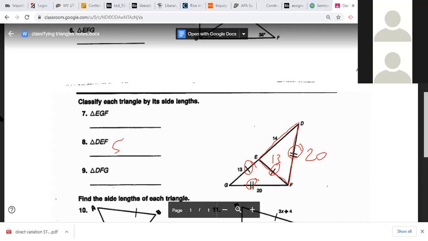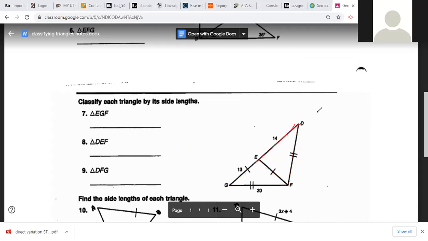If all the sides are different, we have a scalene triangle. Okay. And finally, let's look at the entire thing. D, F, G. Between these two, we know that this is 13, this is 14, so the whole thing has to be 27. And again, these two are the same. So this is 20, then this also has to be 20. So again, what kind of triangle do we have here?